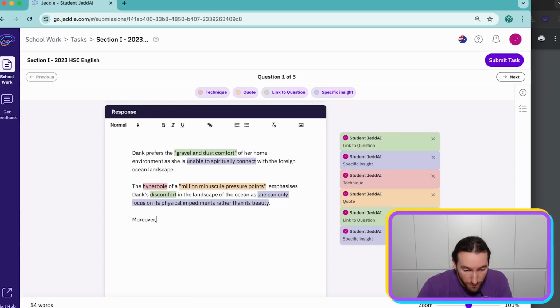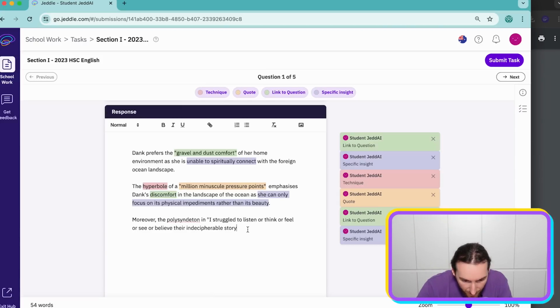Something like, moreover, the polysyndeton in, then we can do the quote. Now I'll see if I can get that in here. I struggled to listen or think or feel or see or believe their indecipherable story. Now, all of those things, to give a specific insight here, we have to think about what the quote's really saying. Focus on all the words, listen, think, feel. Okay, it's very sensory, it's to do with the senses. So that's gonna be my key word that allows me to make a specific insight.